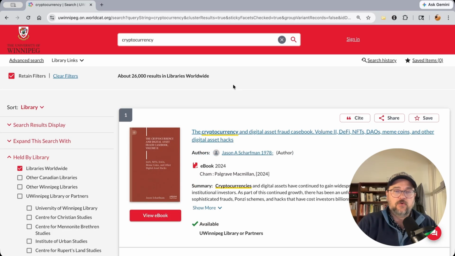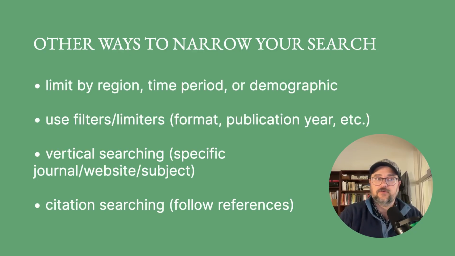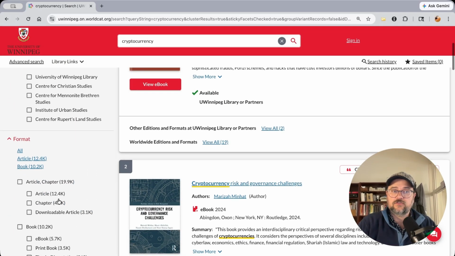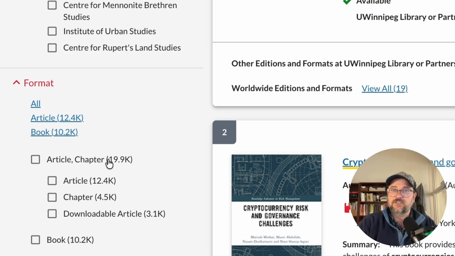So just very quickly to give a nod to some other approaches that you might use to narrow and refine a search that's much too broad and getting too many results. As I mentioned, you can consider limiting by geographic region, by historical context, by a particular demographic. You can use the various search limiters on the left-hand side of the screen to limit by format or publication year or other search refinements that we have available there. That can sort of whittle down your results set to be something more meaningful.